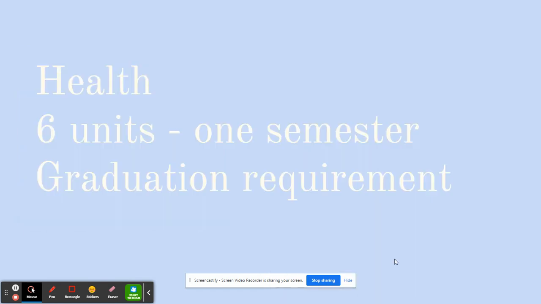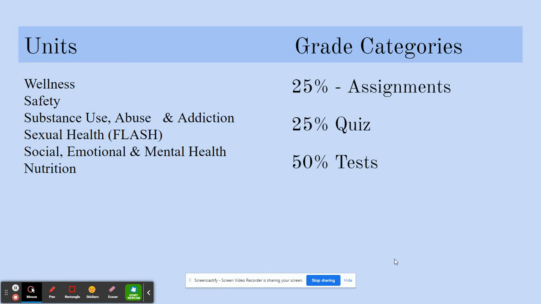Health is a graduation requirement. There are 6 units of study in this course. It is a 1-semester course, and these are the 6 units. There's a wellness unit, safety, substance use and abuse, addiction, sexual health, which is called the FLASH curriculum, social, emotional, and mental health, and a nutrition unit.